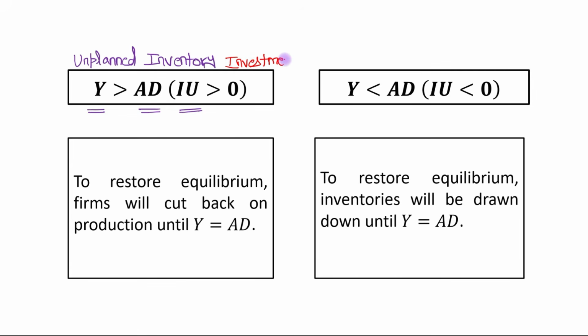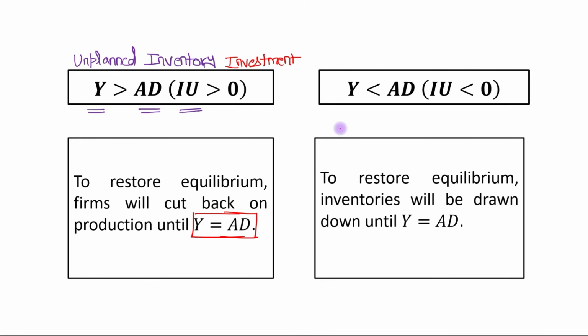In this situation, to restore the equilibrium, firms will cut back on production until output produced becomes equal to quantity demanded. As we know that the output level produced is greater than aggregate demand, the firms need to decrease their production, need to cut back on production until Y becomes equal to AD.